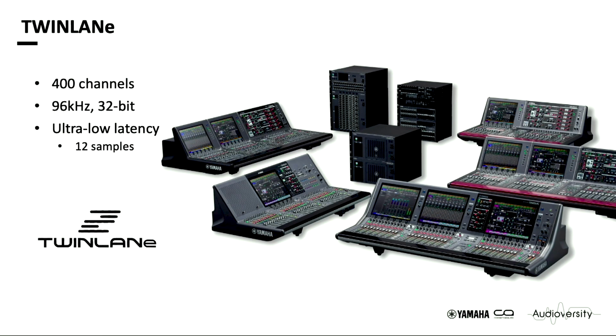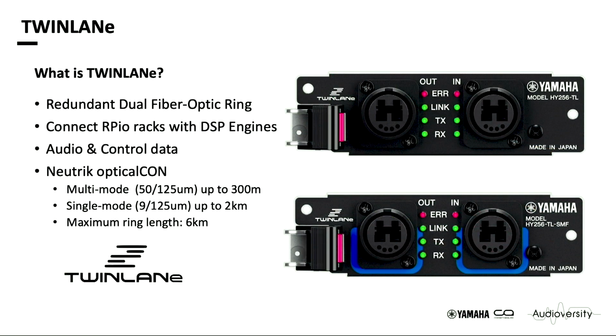TWINLAne is an audio, and not only audio but also control, network invented by Yamaha for the RIVAGE PM systems. It can carry 400 channels at 96 kilohertz, 32-bit. It has ultra-low latency of just 12 samples. It's a redundant dual fiber optic ring, mainly used to connect the RPIO racks with the DSP engines. It carries audio and control data between those devices.